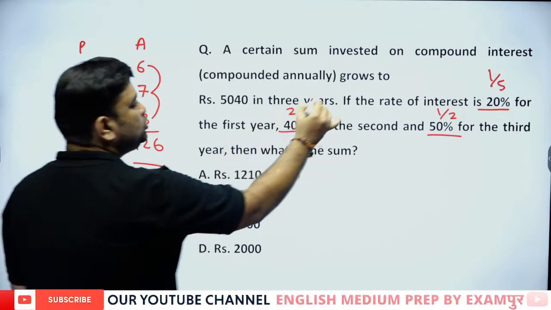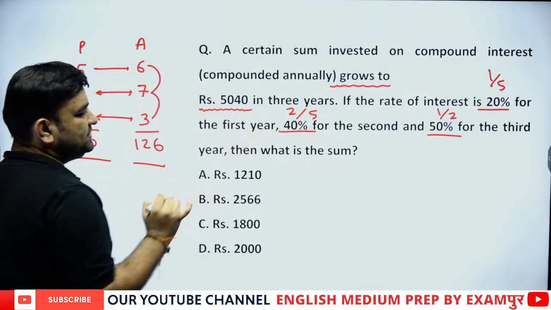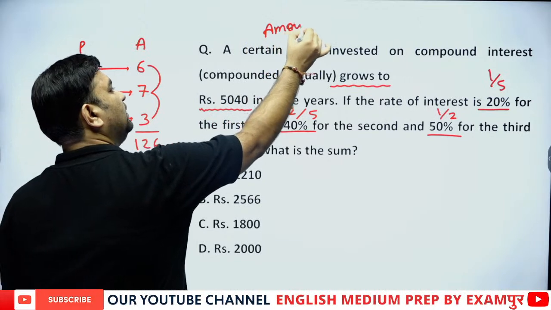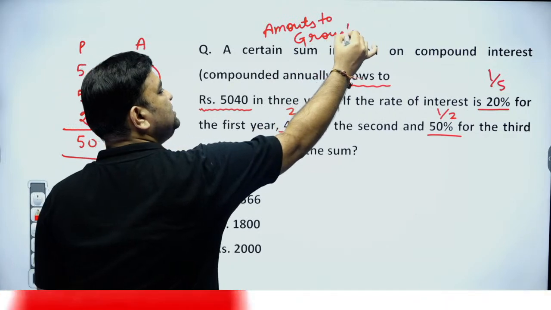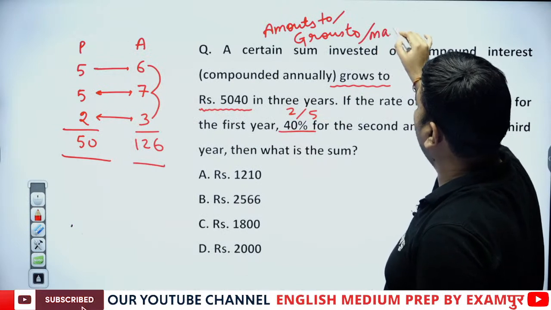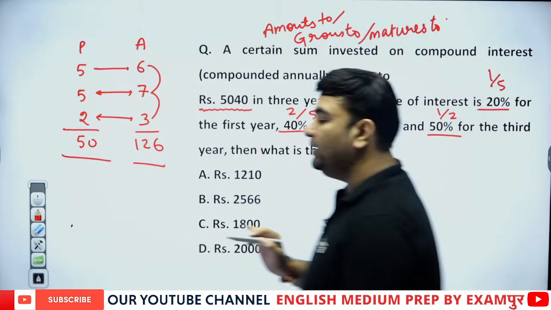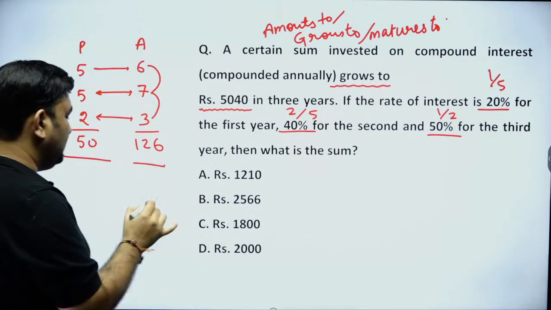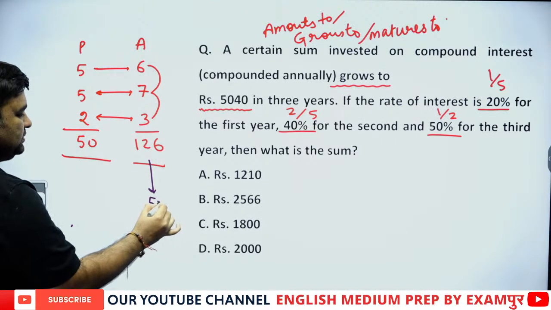Now this 5040 represents what? This represents the amount. Grows to, or you can say matures to, these all represent the amount. So this 5040 is the amount.